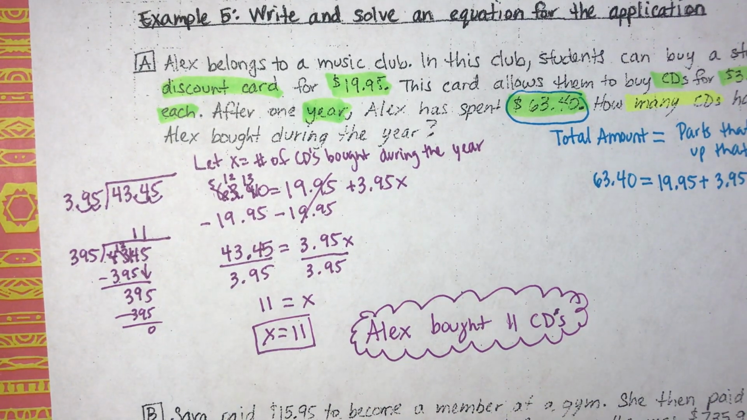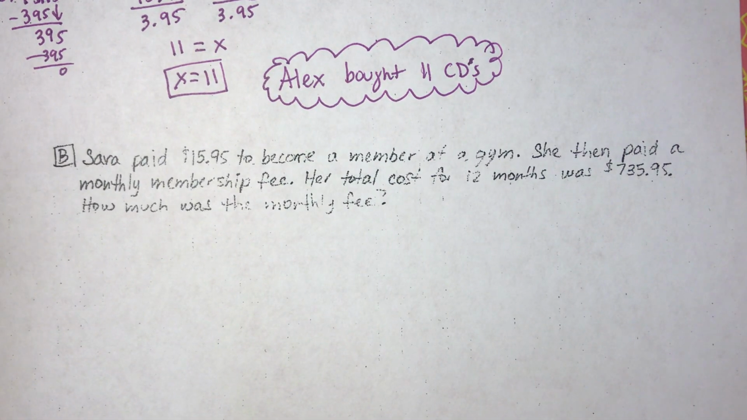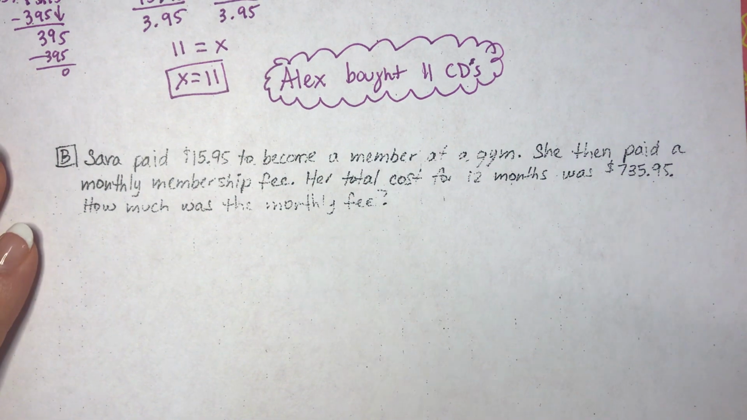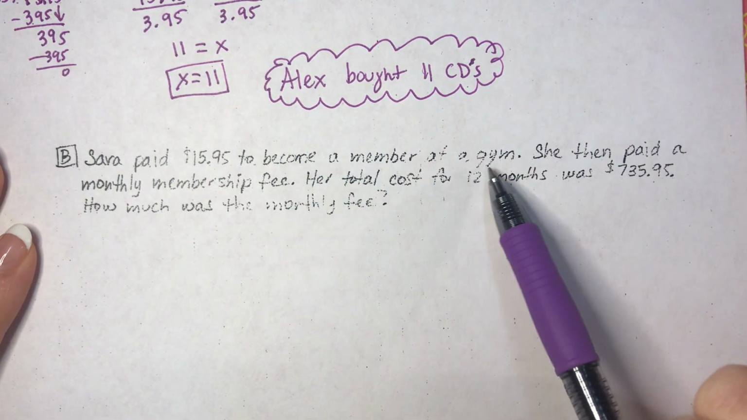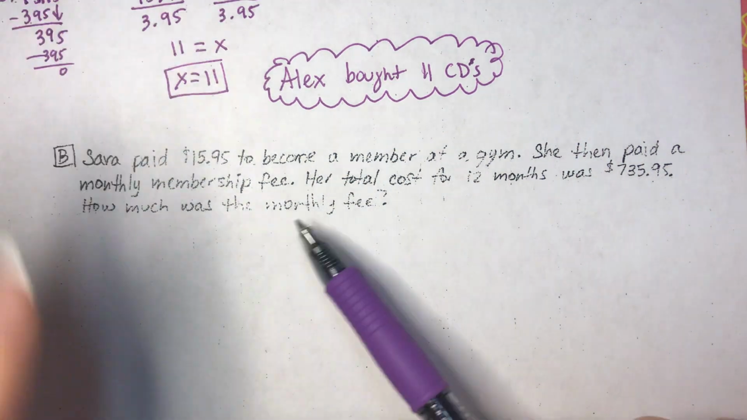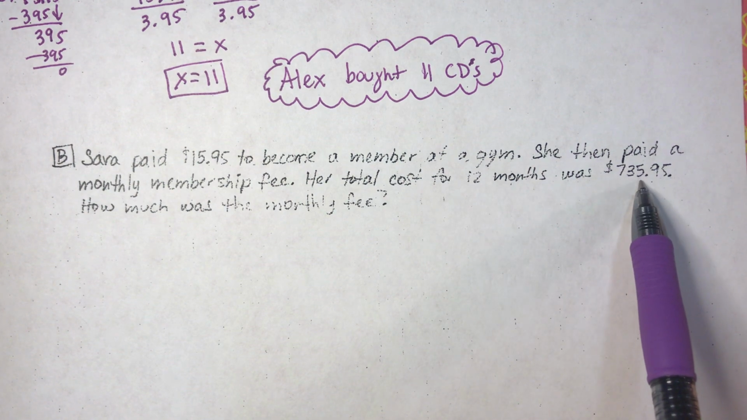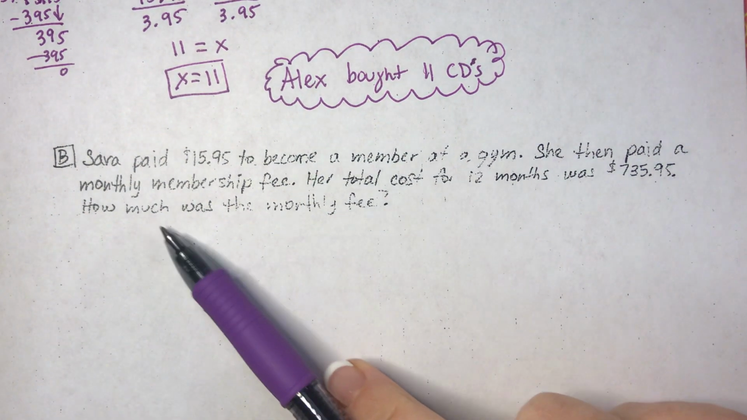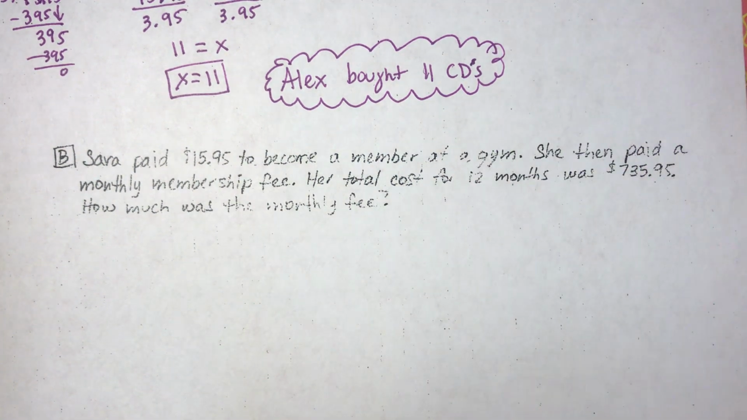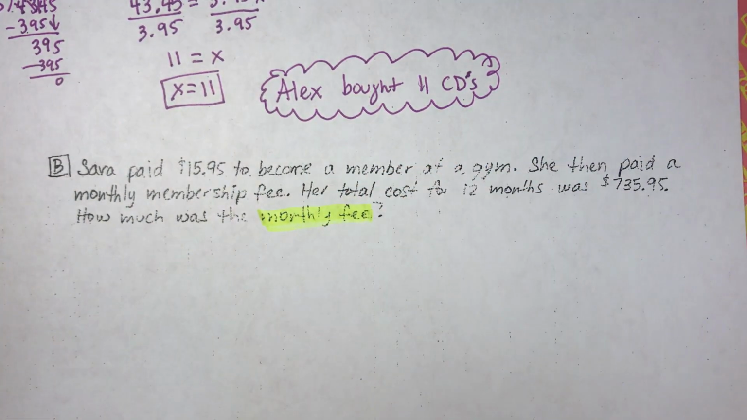Okay, let's go ahead and try a different problem here. Okay, this says Sarah paid $15.95 to become a member of a gym. She then paid a monthly membership fee. Her total cost for 12 months was $735.95. How much was the monthly fee? So that's what we're trying to figure out, is the monthly fee.